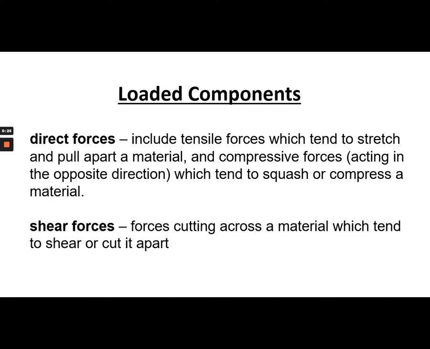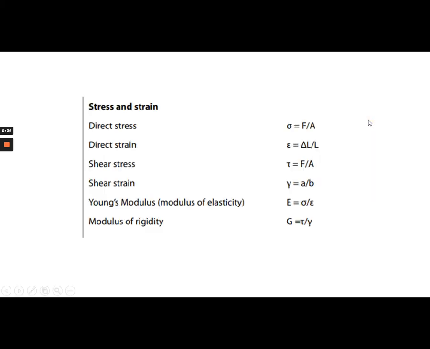The first thing to know is the difference between direct and shear. So there's the definitions. You can pause that and copy that down or read it if you want. But for direct forces, you would use direct stress and direct strain: force over cross-sectional area, and strain is the change in length, little delta, divided by length. The change in length is otherwise known as extension. So extension over length is direct strain, and force over cross-sectional area is direct stress.